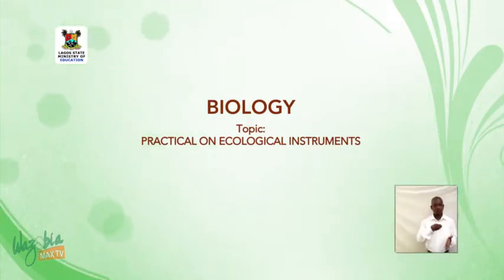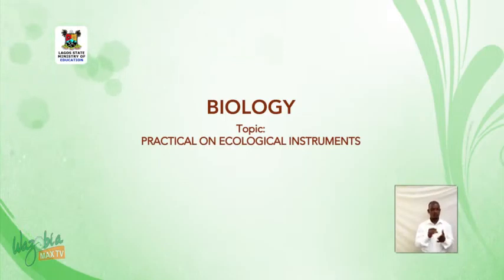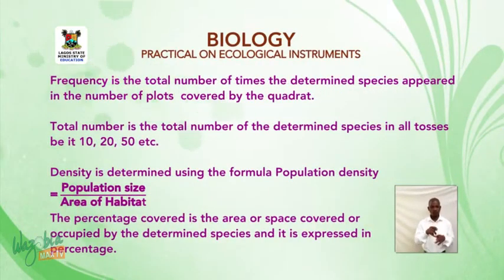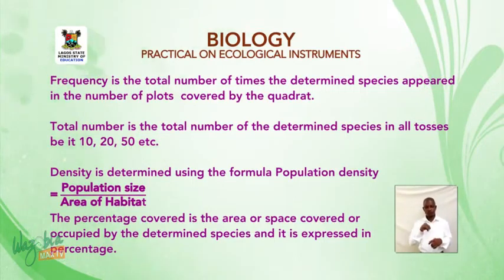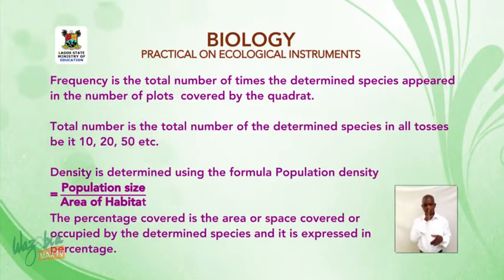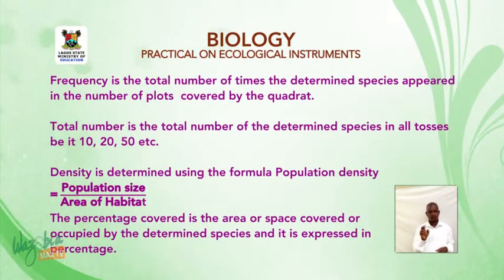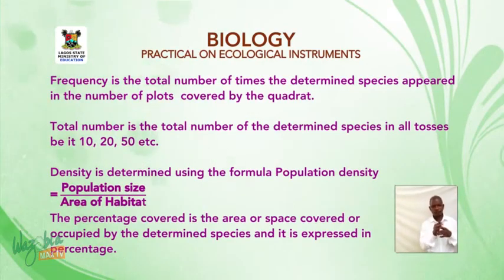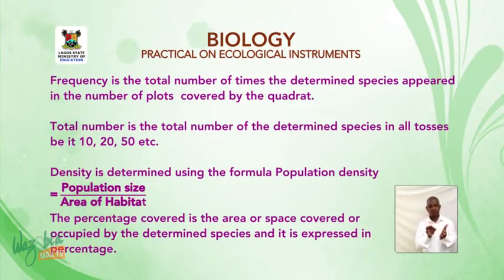You're welcome back, students. We will continue from where we stopped. Frequency is the total number of times the determined species appeared in the number of plots covered by the quadrat. Total number is the total number of the determined species in all tosses, be it 10, 20, 50, etc. Density is determined using the formula: population density equals population size over area of habitat.